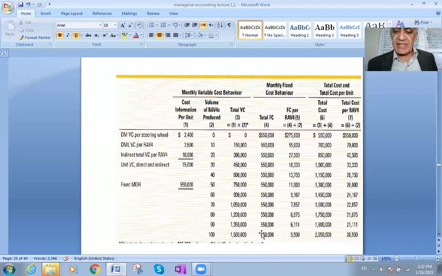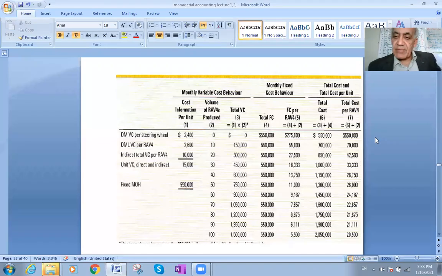As an example, let us take the last number. The variable cost is 1,500,000, plus the fixed cost, which is 550,000. The fixed cost has not changed. Then this number will be 2,050,000. So this plus this will give you this, this plus this will give you this, and so on.